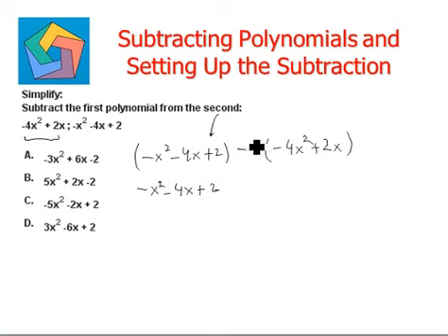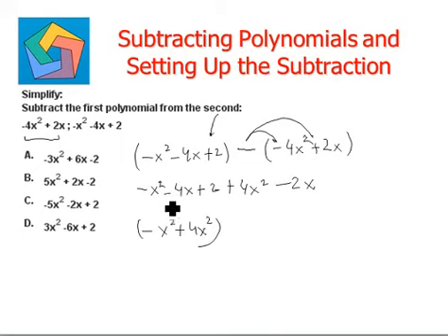Now we have the negative sign here. Negative times negative is a positive 4x squared. Negative times a positive is a negative 2x. So now we'll combine the like terms. Negative x squared plus 4x squared here, because these are two like terms. Then negative 4x with negative 2x, and then finally only number 2 is left alone.